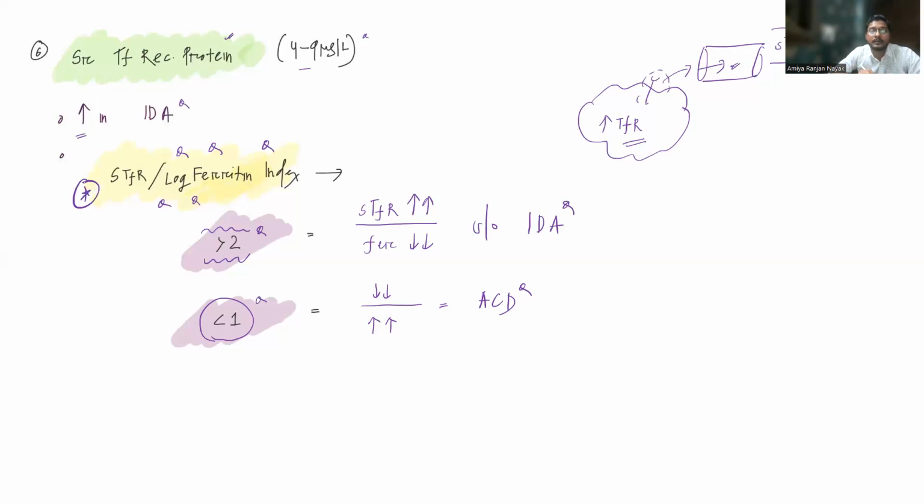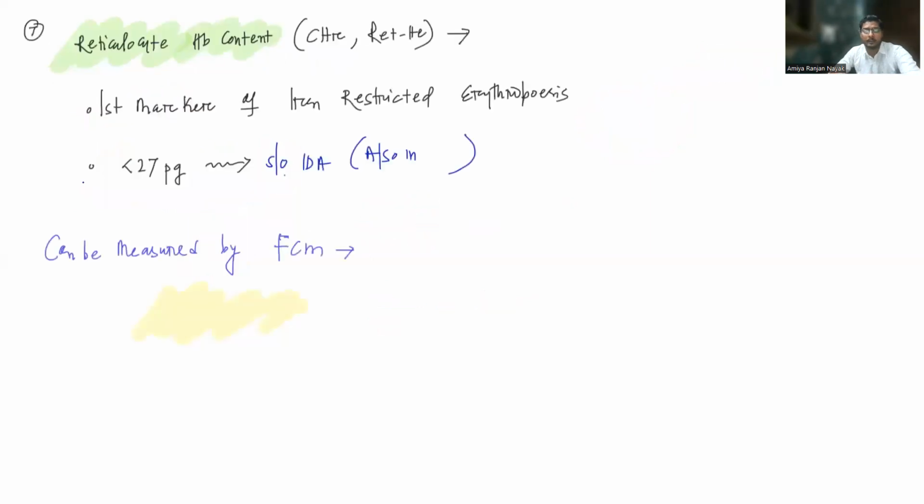The soluble transferrin receptor to log ferritin index is a very beautiful concept to differentiate iron deficiency anemia and anemia of chronic disease. Now, coming to the last thing, which is again a very upcoming one: reticulocyte hemoglobin content, also written as CHr or RET. This is actually the first marker of iron restricted erythropoiesis.